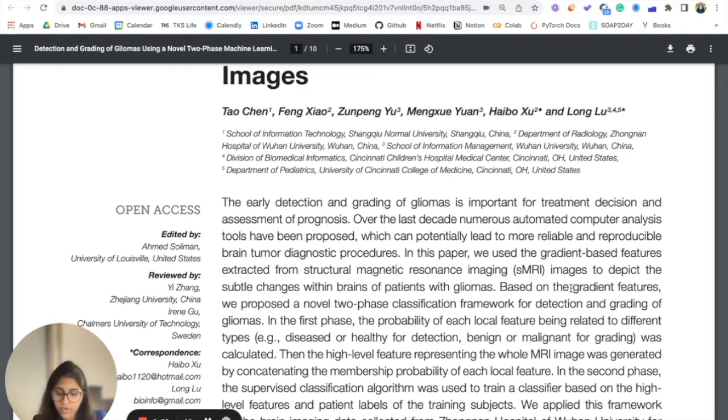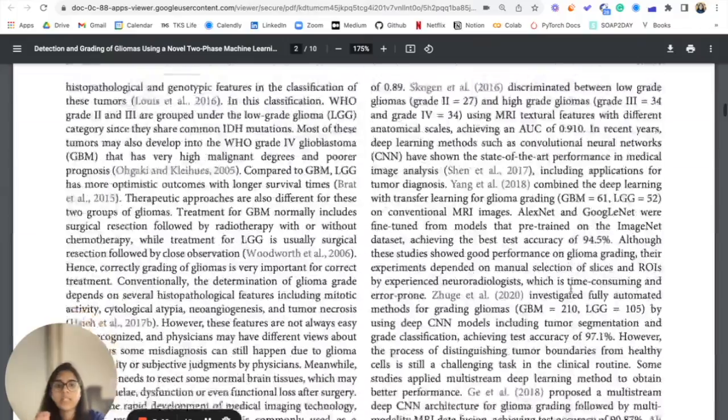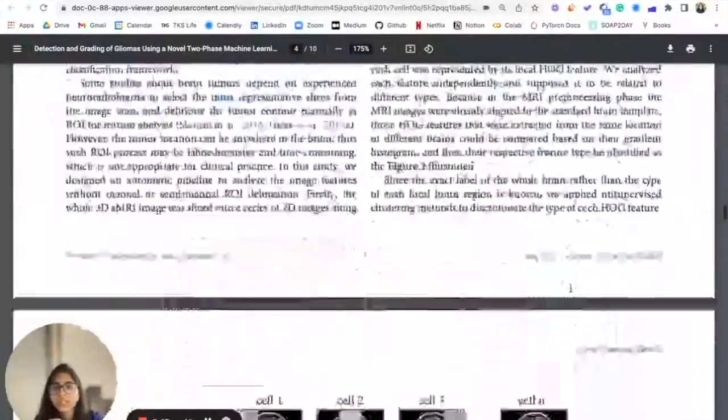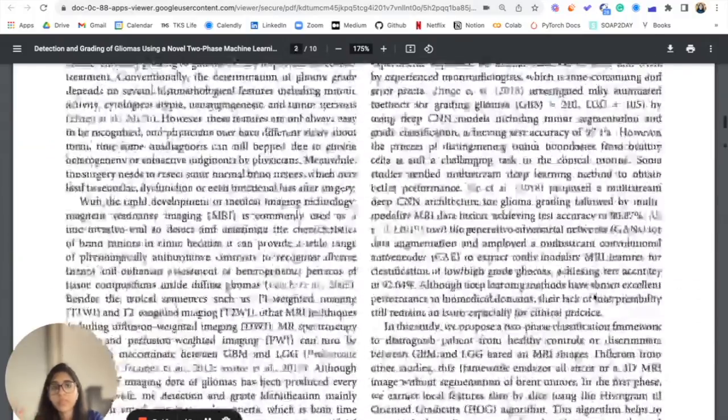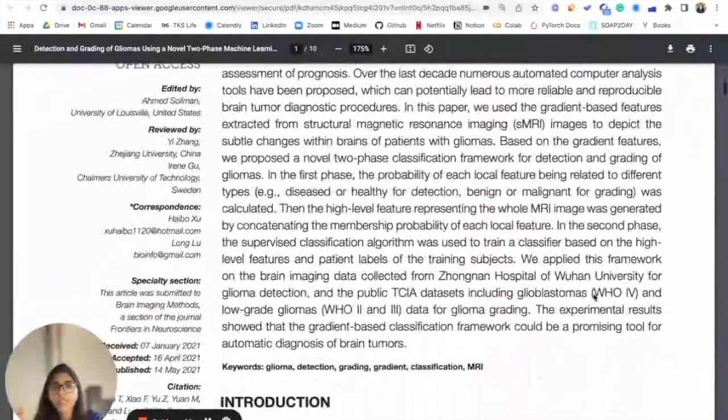In the first phase, they're looking at the probability of each local feature. They're splitting up the MRI scan into a certain number of cells. It could be 9 cells, as it shows over here. So here we have 9 cells, for example. That's what they're doing first.